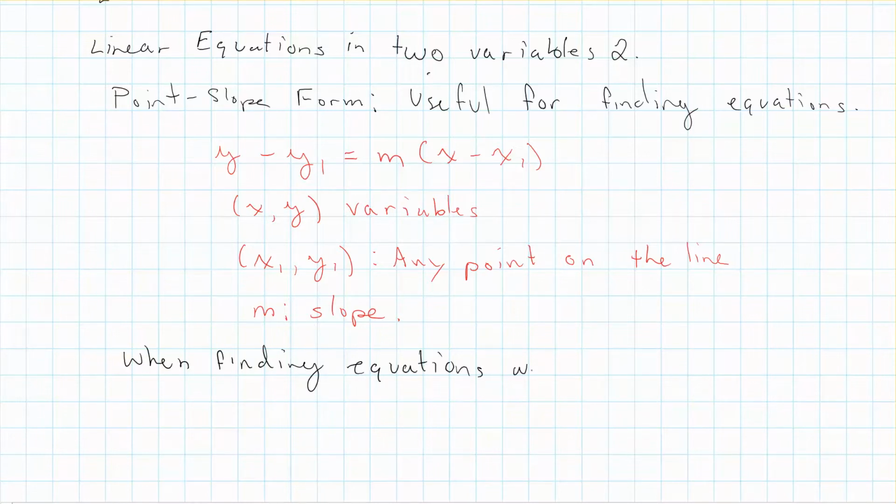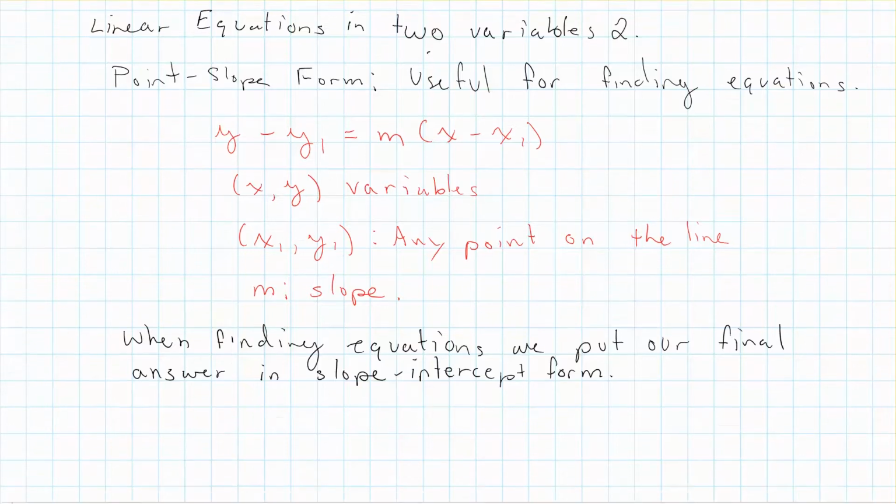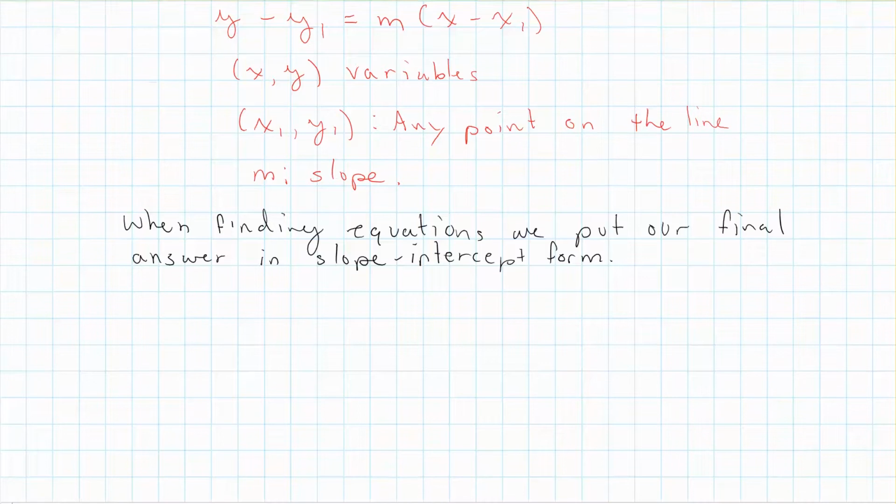And then when finding equations, we put our final answer in slope-intercept form. So we use the point slope form to find the equation, and then we rewrite it in the slope-intercept form. So let's look at a couple examples here. So the first one is going to be a pretty straightforward example.